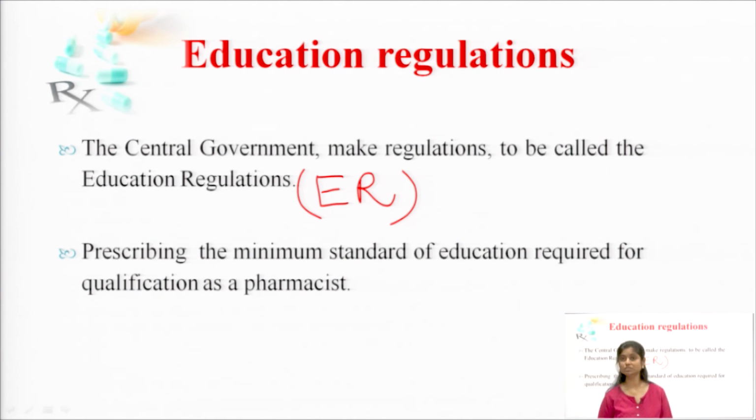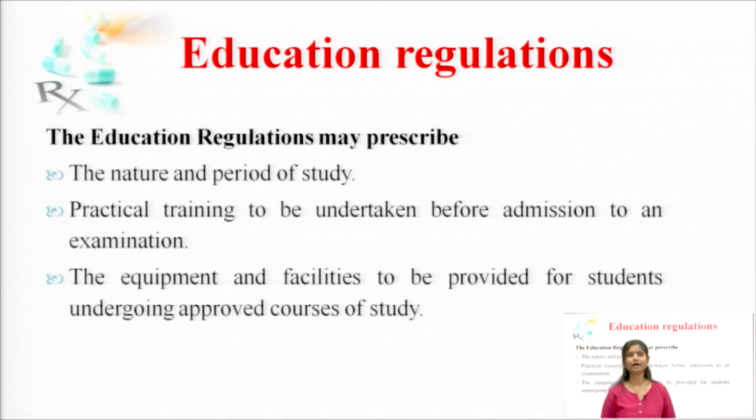As we have earlier talked about the minimum education that has to be required for a pharmacist, then we can term that person as a pharmacist with minimum qualification. Education regulation may prescribe the nature and the period of study. That is according to PCI, everybody knows that if we study B Pharmacy or D Pharmacy, we have to follow the syllabus of PCI. Then what is PCI? That is Pharmacy Council. And what is the role of Pharmacy Council?